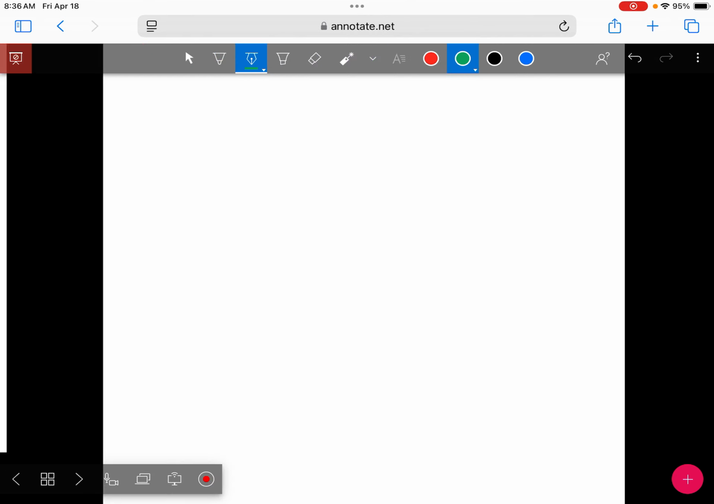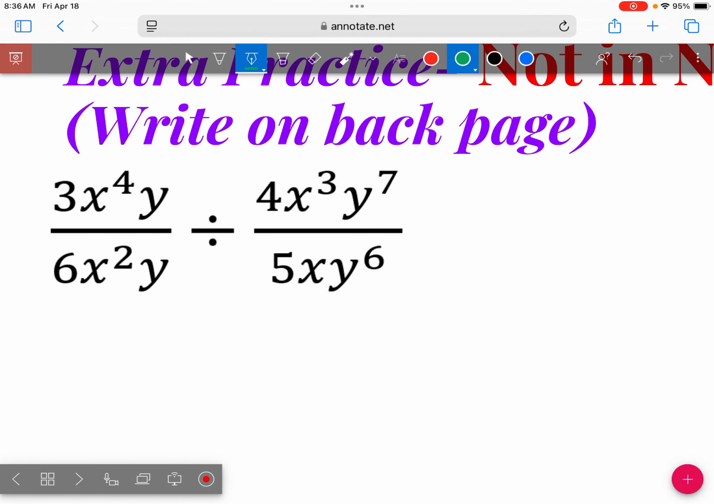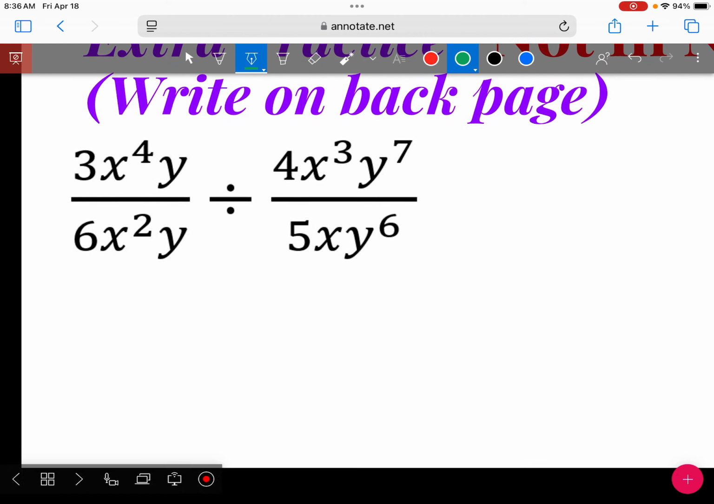All right, one last question and we're done. Go ahead and write this one down on the back. Do we have to flip our second fraction this time? Yes, because it's division. So you're going to start this one out with the keep, change, flip.